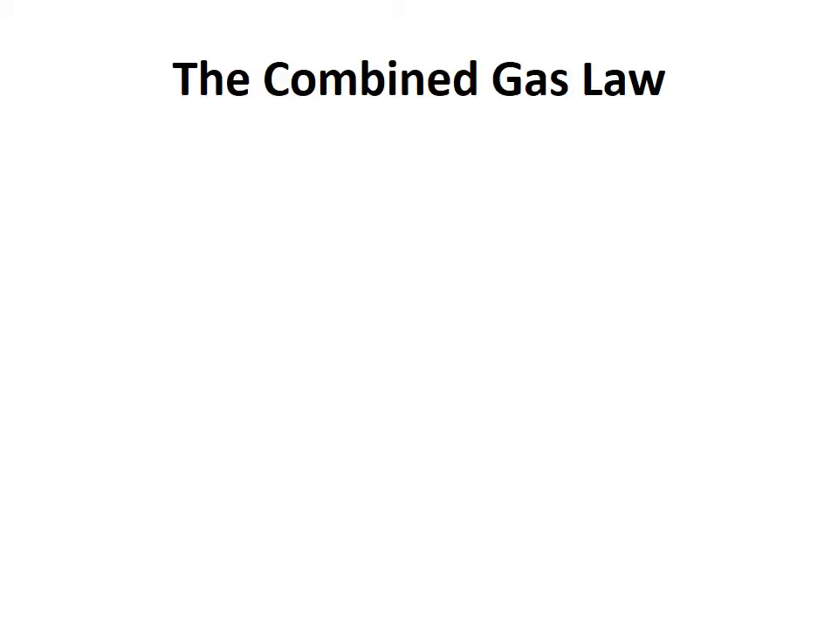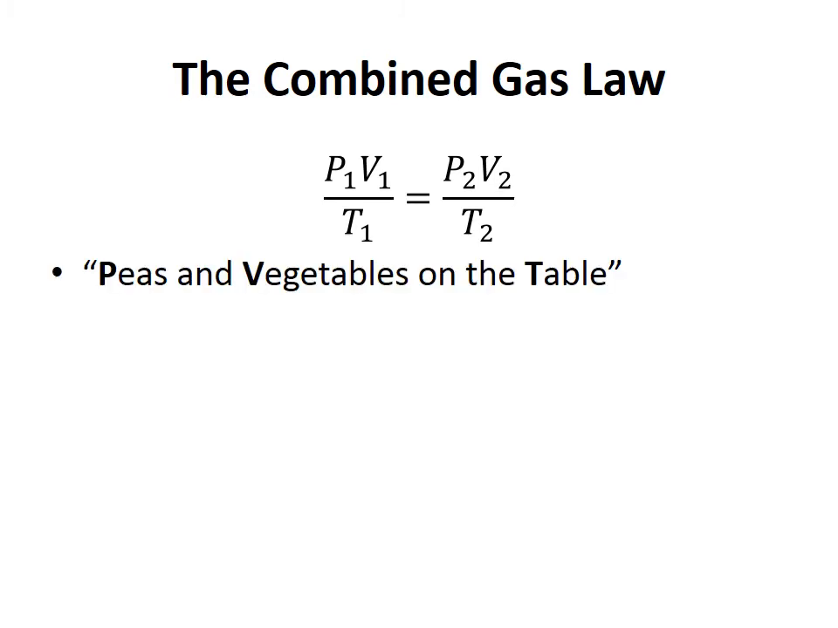Alright, let's talk about the combined gas law. When you look at the combined gas law, it describes the relationship among pressure, volume, and temperature for a fixed amount of gas. So P1 V1 over T1 is equal to P2 V2 over T2. We have a fixed amount of gas, so the combined gas law describes the relationship between these three variables.